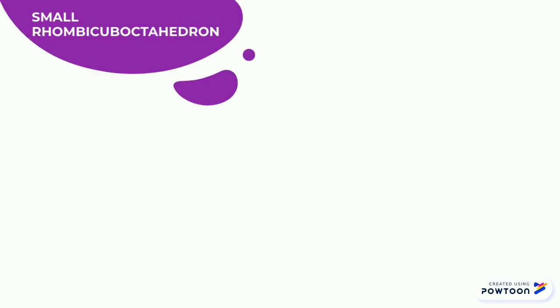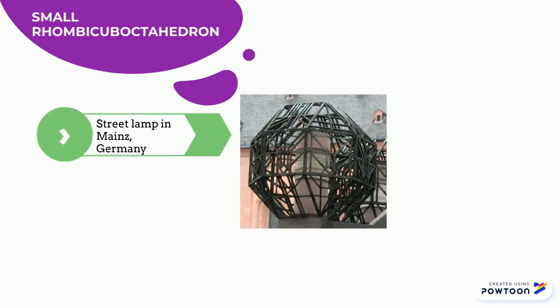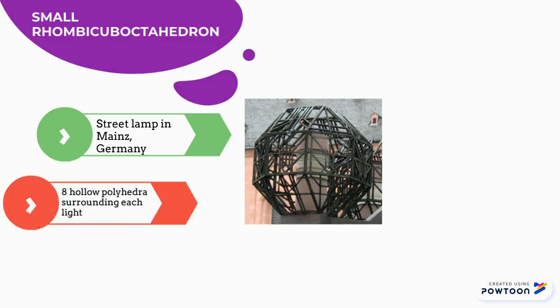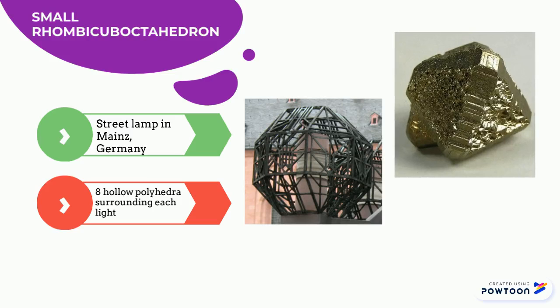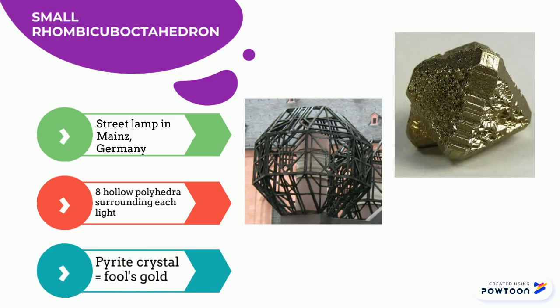Lastly, a small rhombicuboctahedron can be seen on many types of objects and in nature. In Mainz, Germany, this street lamp has 8 hollow small rhombicuboctahedrons surrounding each light to create a sense of light when it is dark. This was installed in celebration of the 1,000-year anniversary of the first cornerstone placing of the cathedral. A small rhombicuboctahedron found in nature is this pyrite crystal. Pyrite crystals are minerals which are also known as fool's gold.